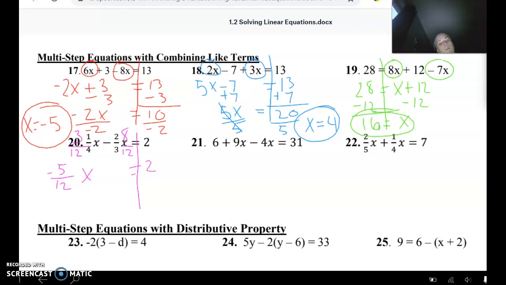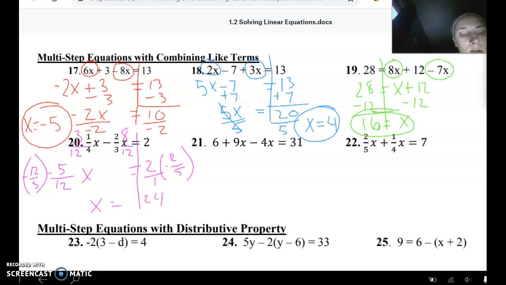So in order to get rid of this fraction in front of the x, we need to multiply by the reciprocal. So negative 12 over 5. Negative 12 over 5 times 2 over 1. So x equals 2 times 12 gives us 24, and 1 times 5 gives us 5. So our answer is x equals negative 24 fifths.